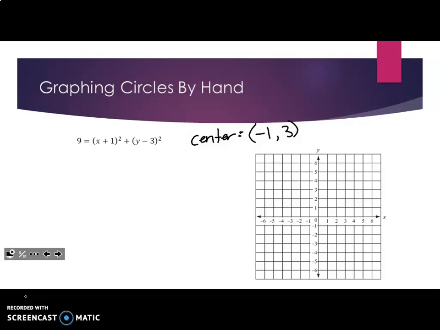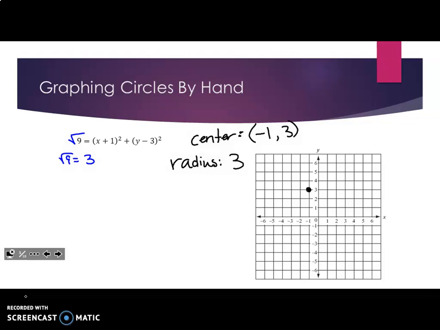When I go to graph this circle, the first thing I need to do is graph the center. So at negative 1, 3, I'm going to put a point. The next thing I need to determine is my radius. A common mistake is people saying the radius of this circle is 9. The radius is not 9. Remember, to find your radius, you've got to take the square root. What's the square root of 9? 3. So my radius is 3. Now I've identified all the parts of the circle that I need to graph this.